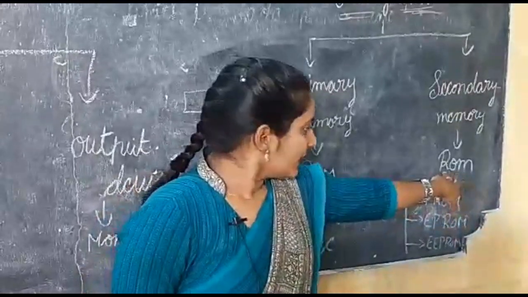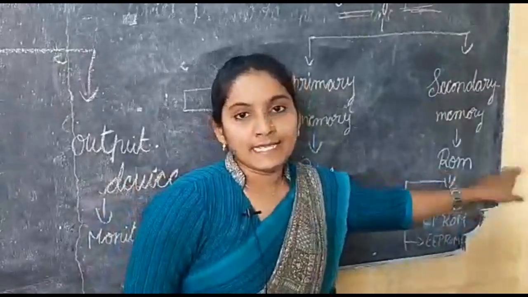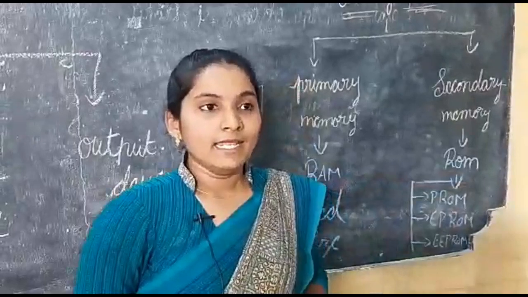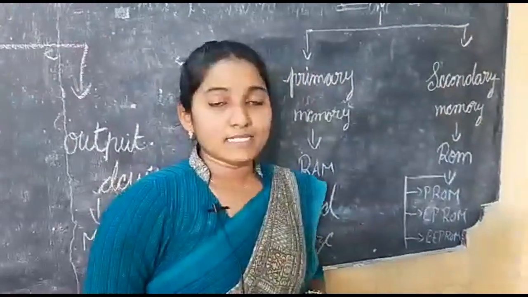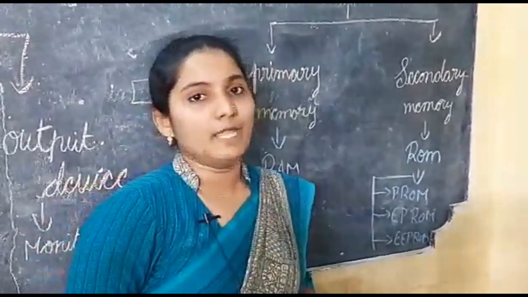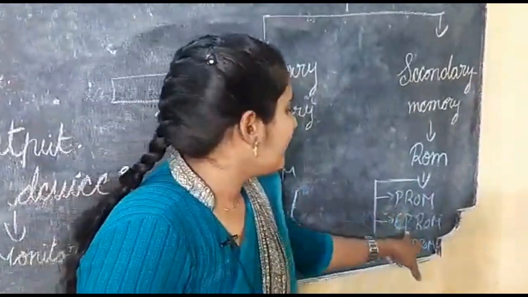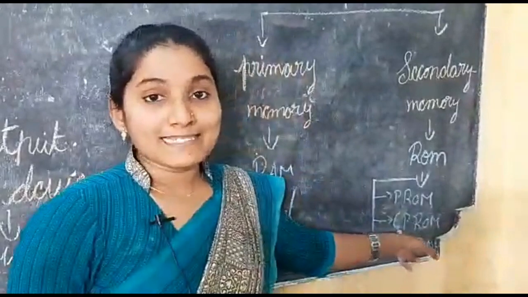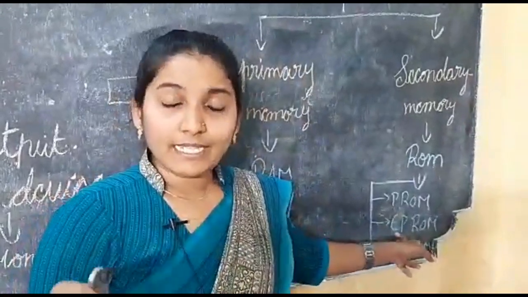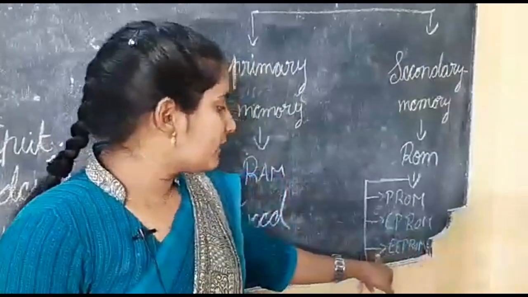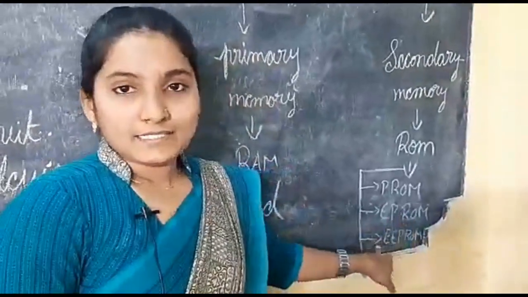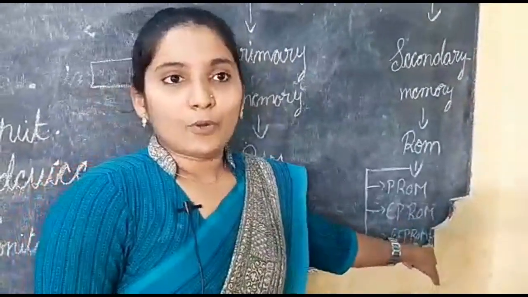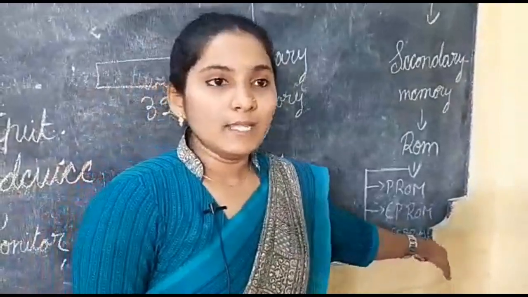In this secondary memory, mostly we have to say ROM. Look at this one, ROM. ROM means read only memory. In this ROM, 3 types are available, that is PROM. PROM means programmable read only memory. And next one, EPROM. EPROM means erasable programmable read only memory. And the third one is EEPROM, which means electrically erasable programmable read only memory.